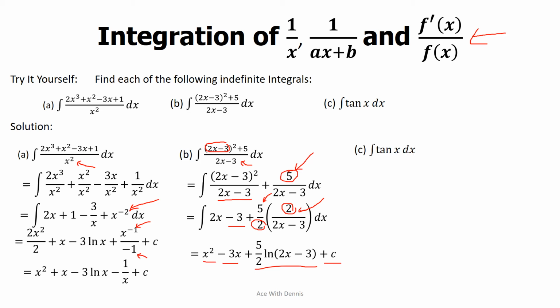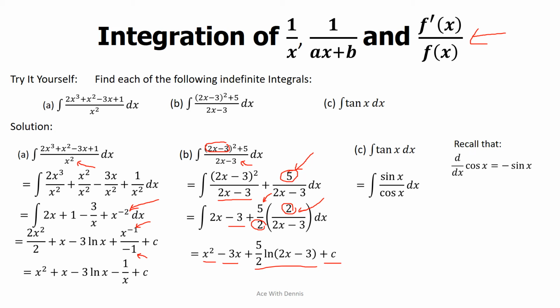Alright, for c, integration of tangent x dx. Remember that previously we have learned integration of sine x dx, integration of cosine x dx, and integration of secant square dx. But we don't learn integration of tangent x dx. Now, how are we going to integrate tangent x dx? We can change tangent x dx into integration of sine x over cosine x dx.